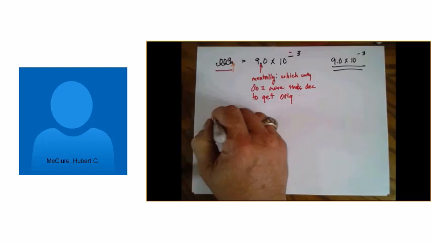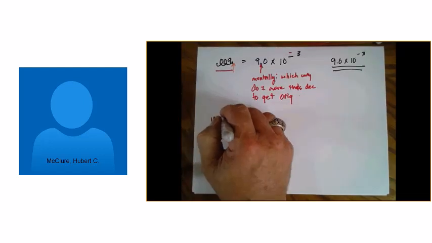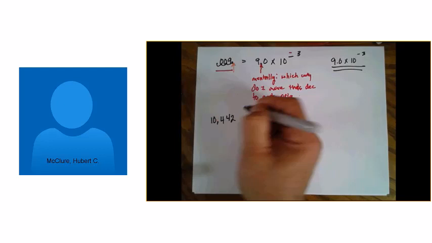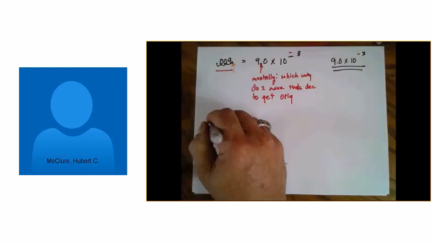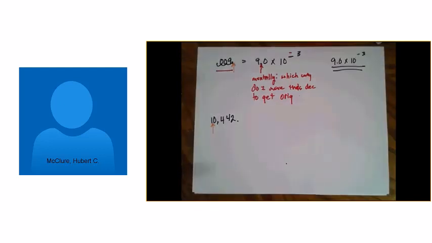10,442. And the decimal is right there because it's a whole number. And I'm going to put it right there, because we all read from left to right, and the first number greater than 0 is 1. So I'm going to put it right there.